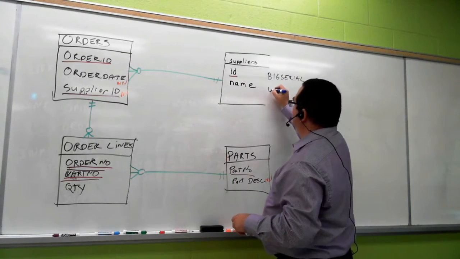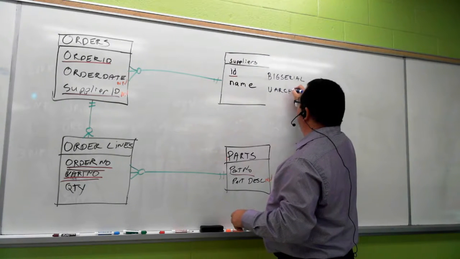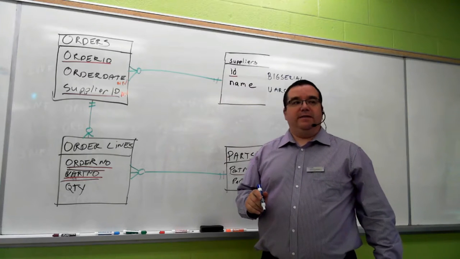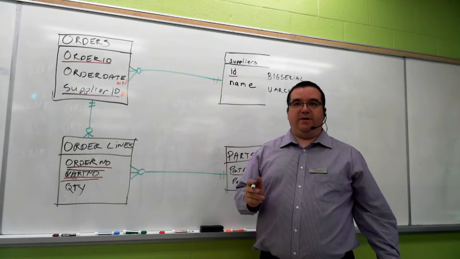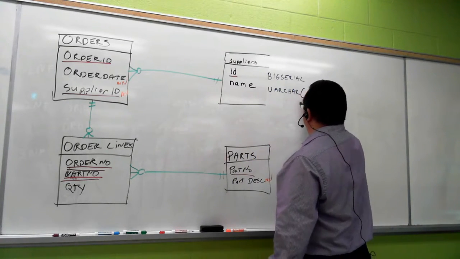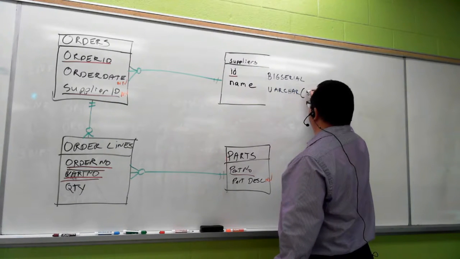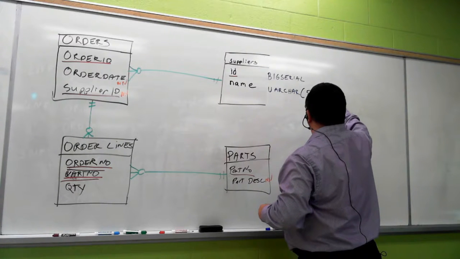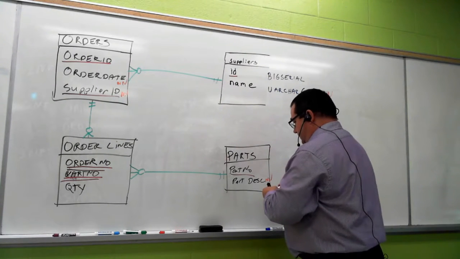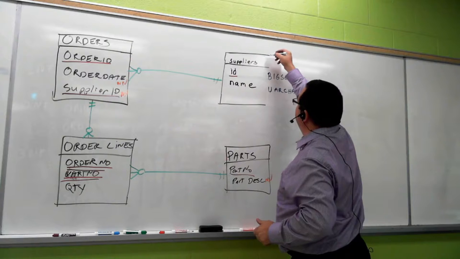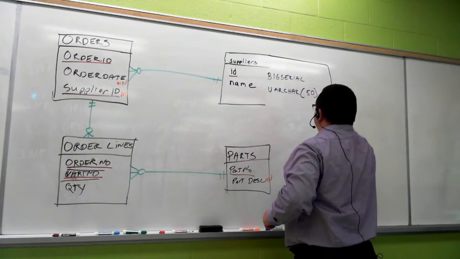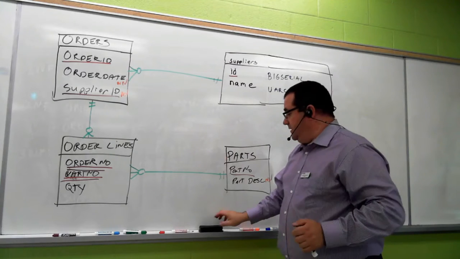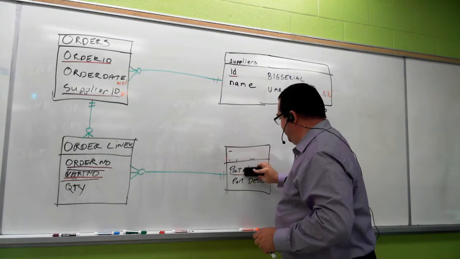Our name will be a varchar, and I'm using varchar because I'm too lazy to type character varying. They mean the same thing. Varchar and character varying are the same thing. And I'm going to make it a varchar 50, and this one is not null. There's my first table, transformed. Now I'm going to do parts really quick.